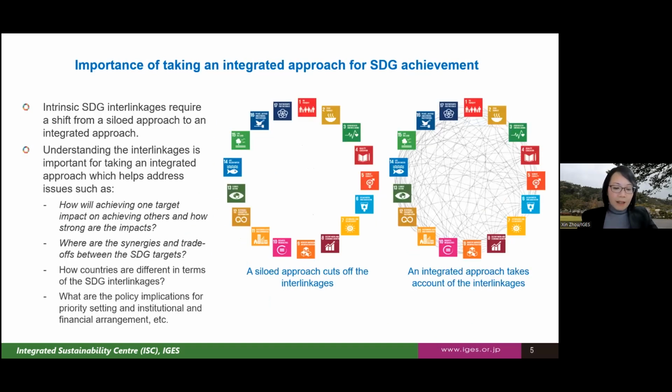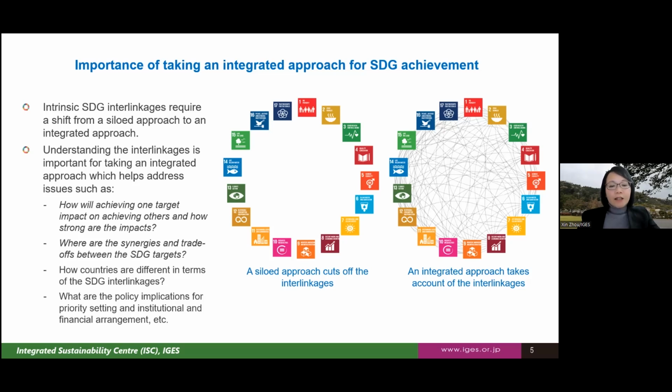In policymaking, a traditional siloed approach often prioritizes sectoral benefits and overlooks the interlinkages with other development goals, and therefore causes trade-offs, particularly in the environmental sectors. And the intrinsic interlinkages of the SDGs then require a shift from a siloed approach to an integrated approach to manage the synergies and the trade-offs.